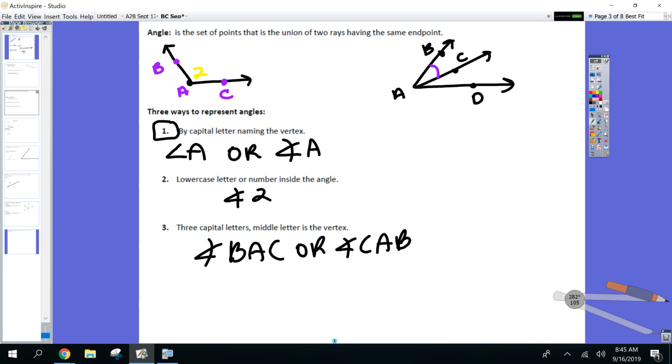You say angle A? My response, which one? Because couldn't it be this one? Could be this one, or it could be the full one. Everyone agrees? Okay, so watch out when naming it by a single letter. You can never go wrong naming it with 3 letters. You could run into trouble by naming it with 1. All right?